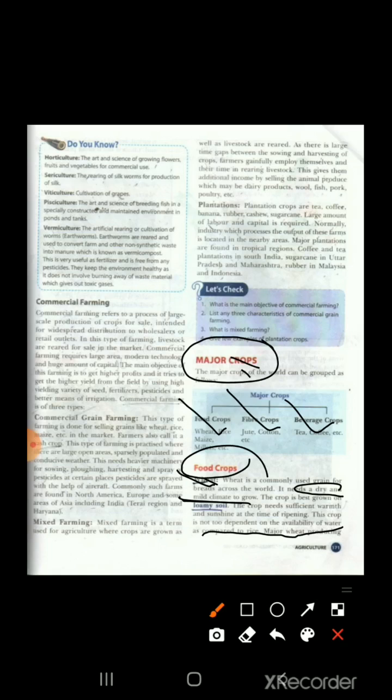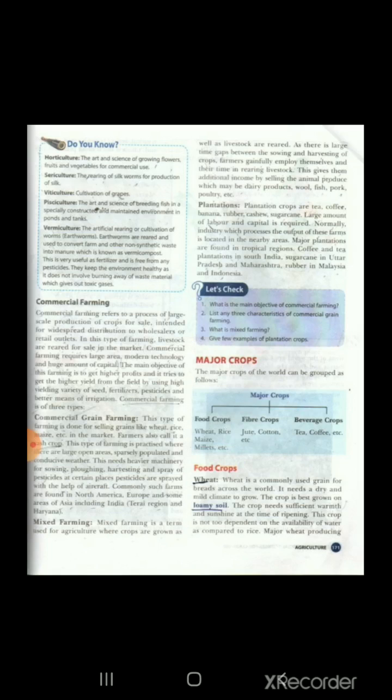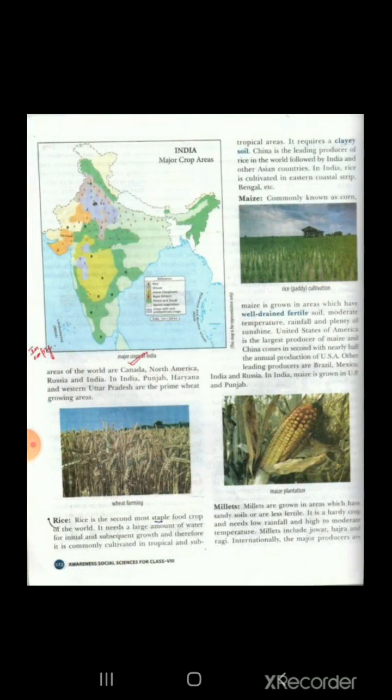Now, major wheat producing areas of the world are Canada and North America. In North America, there are prairies, which are grasslands, and prairies are known as the wheat basket of the world. Then Russia and India. These are the major wheat producing areas of the world.